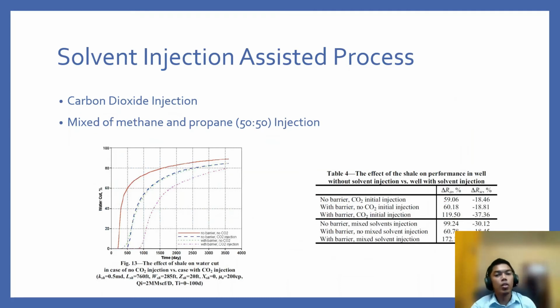Then we have the solvent injection assisted process. In this study, two types of solvent are used, which are methane and propane, and also carbon dioxide. In the case of carbon dioxide injection, it is observed that oil production increased 2.2 times higher than the base case, and water production was also 1.37 times lower.